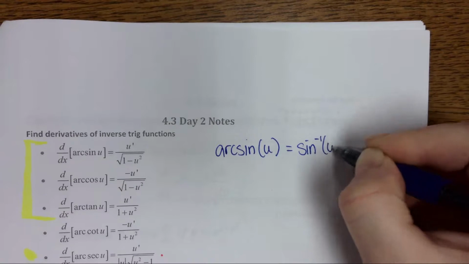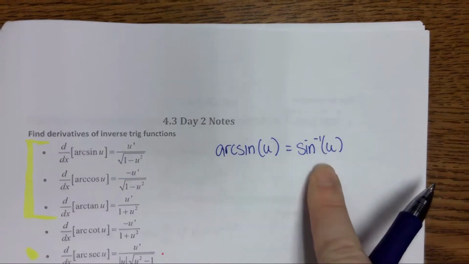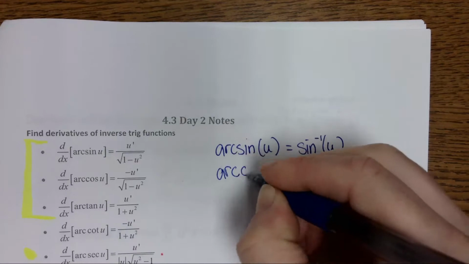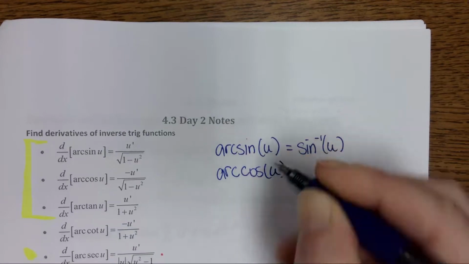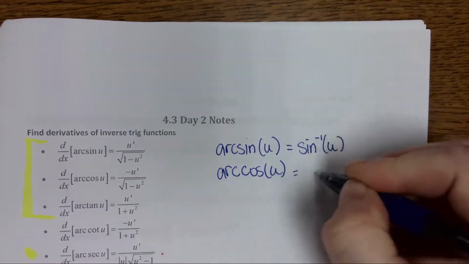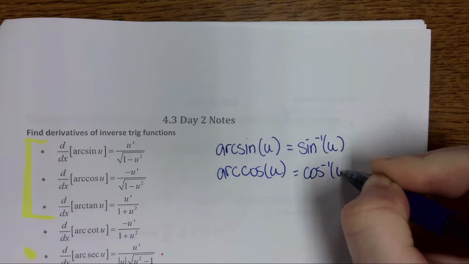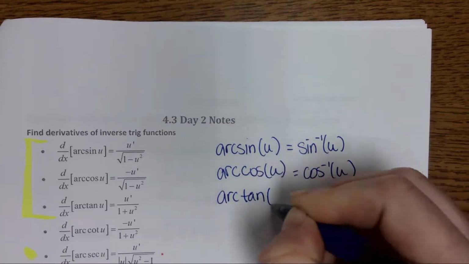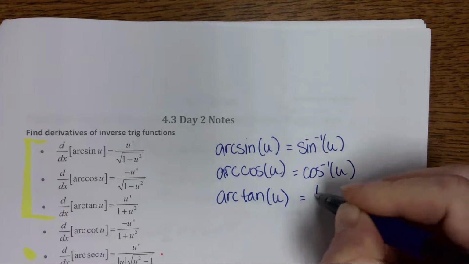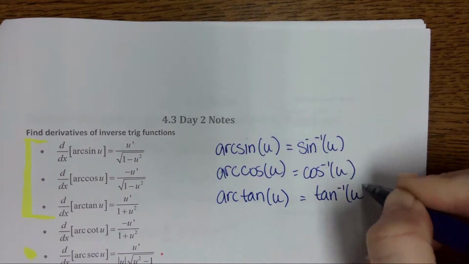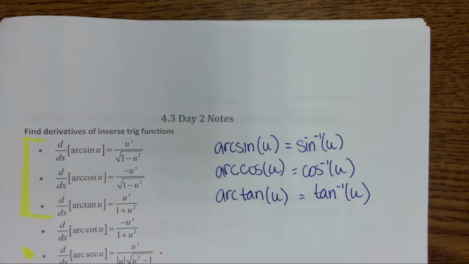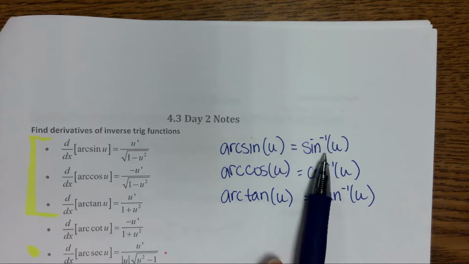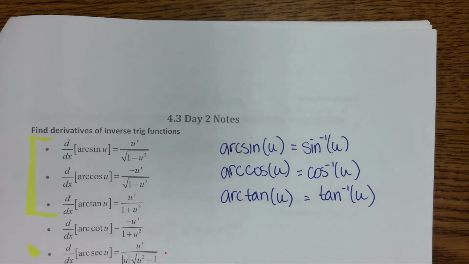Yeah, so these derivatives apply if it's written either way. If you see arc cos, I always forget the 2 c's, arc cos, that's the same as cosine inverse. Arc tan of u is the same as tan inverse. So just as you're aware today, all of a sudden if you see it written this way or that way, that means the same thing.